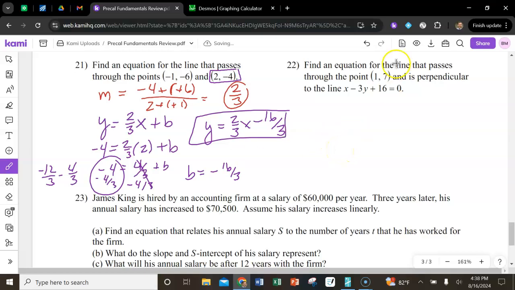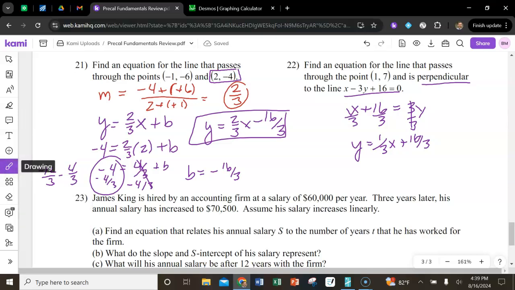Number 22, find an equation of the line that passes through the point (1, 7) and is perpendicular to this line. Well, this line, I need to get it in slope-intercept form. So I'm going to add the 3y to the right side and then divide everything by 3. So I would get y equals 1/3 x. It doesn't really matter what the y-intercept is, but plus 16/3.